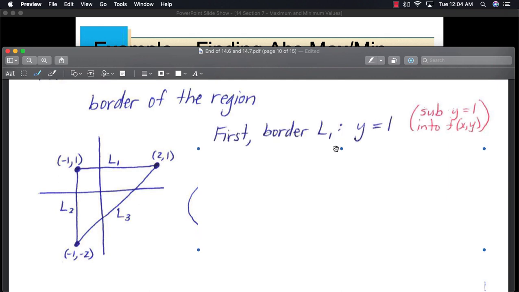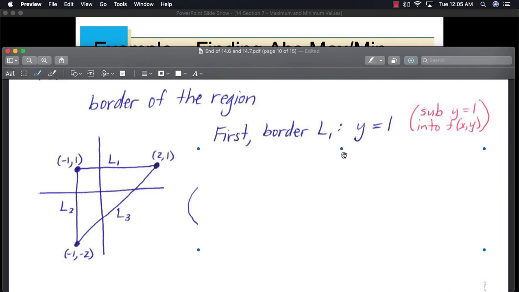Let's start with the easy one, on the first border, L1. I think we all can agree that L1 is a horizontal line, and horizontal lines are always y equals some constant. In this case, I think all of us can agree that this line is the equation y equals 1.